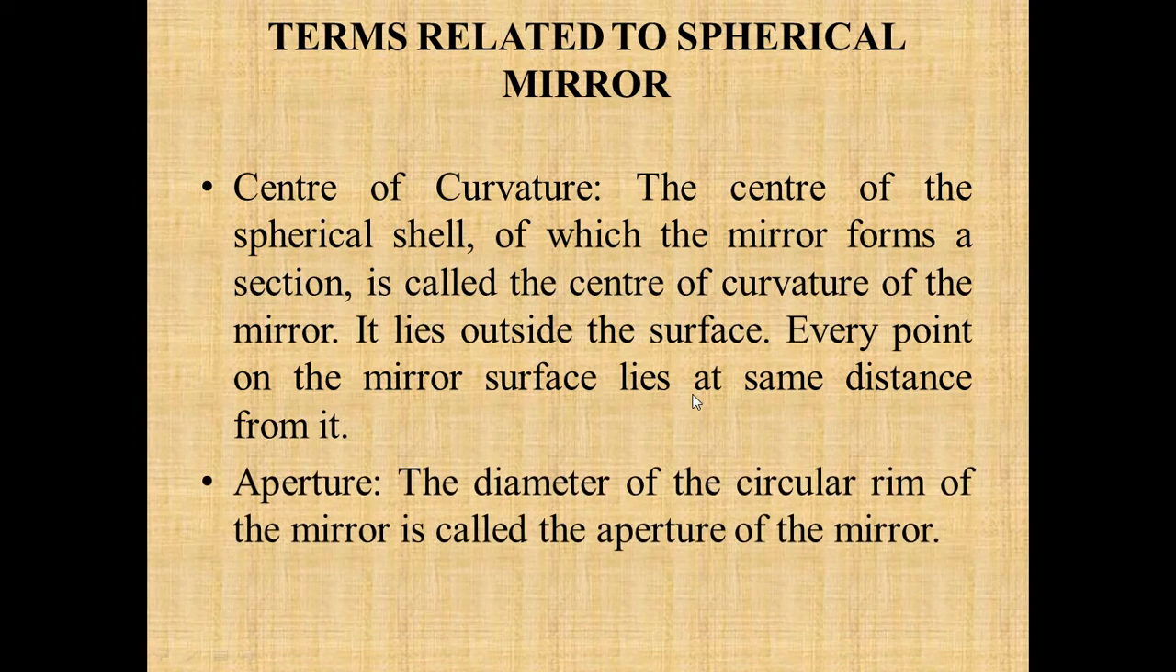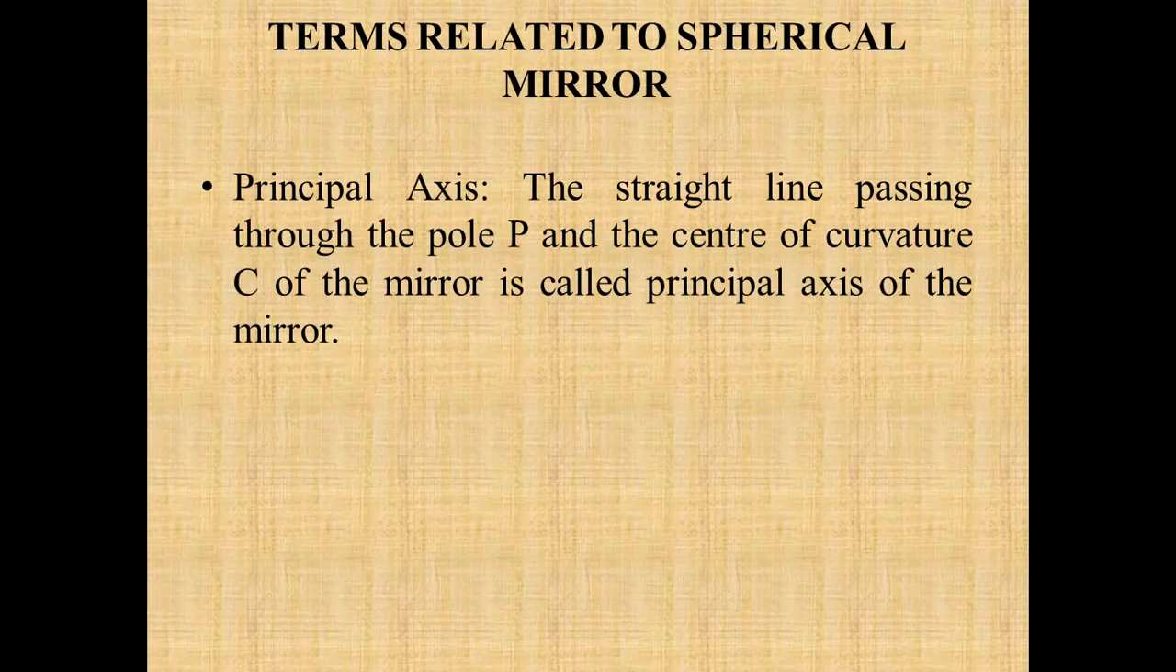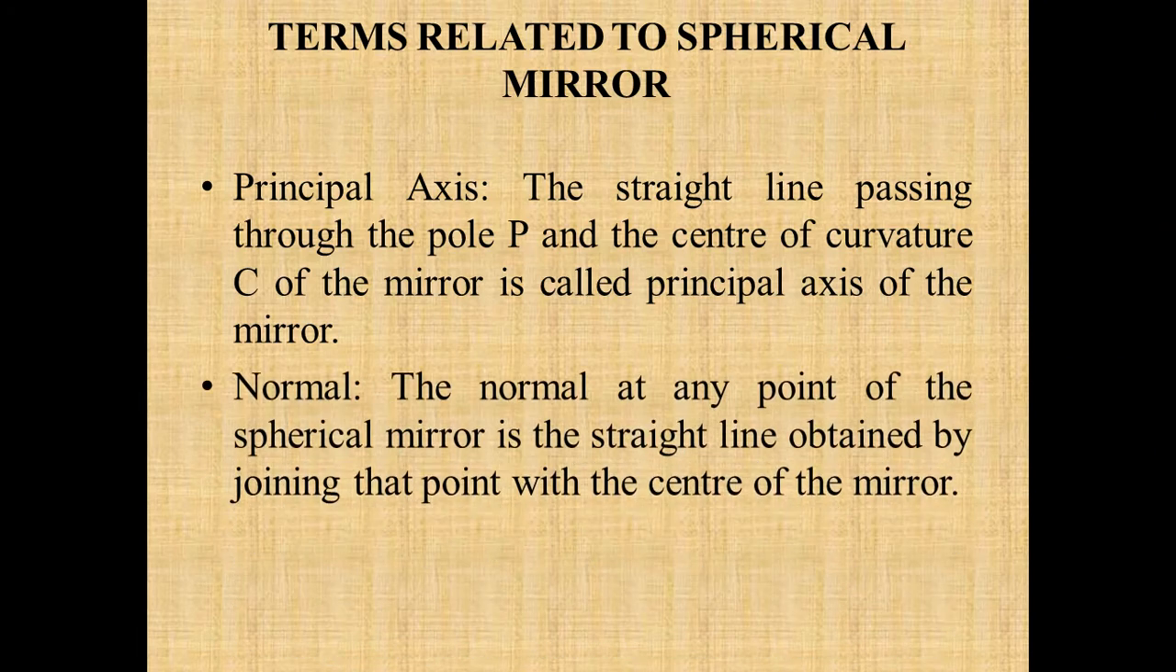Last is aperture. The actual reflecting surface is known as the aperture, the diameter of the circular rim of the mirror. Then principal axis, the straight line passing through the pole and center of curvature. And normal. The normal at any point of the spherical mirror is a straight line obtained by joining that point with the center of curvature, because we already knew that reflection always takes place along the normal.